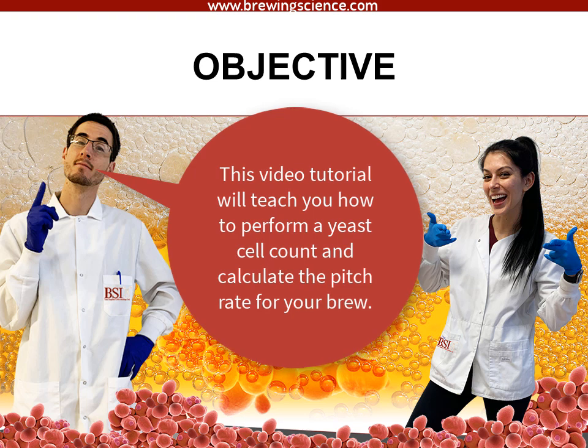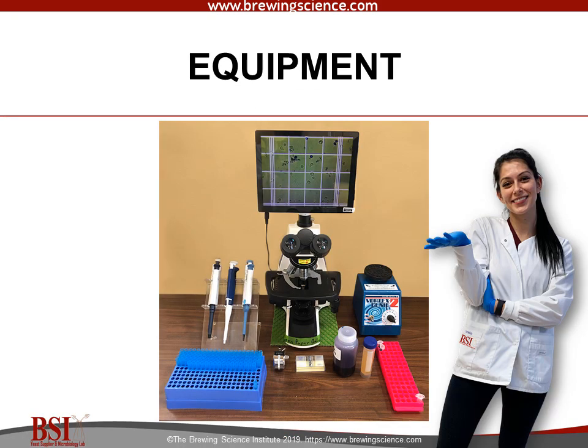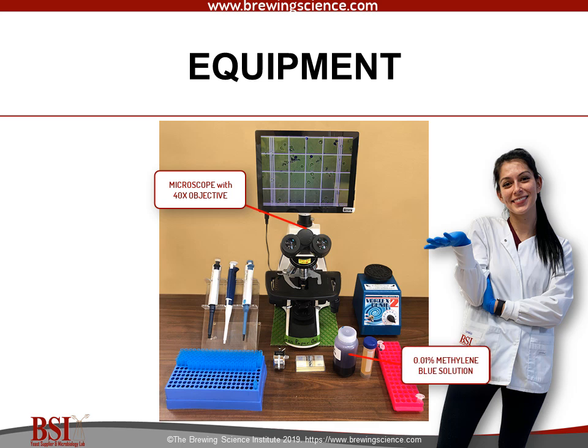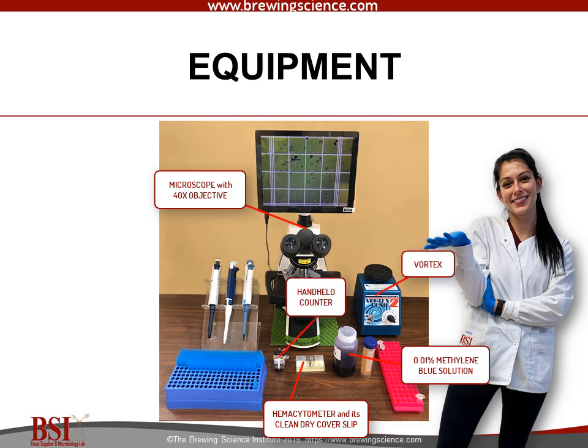This video tutorial will teach you how to perform a yeast cell count and calculate the pitch rate for your brew. Achieving a cell count requires these key pieces of equipment: a microscope with 40x objective, 0.01% methylene blue solution, a hemocytometer and its clean dry cover slip, a vortex, a handheld counter, and pipettes.